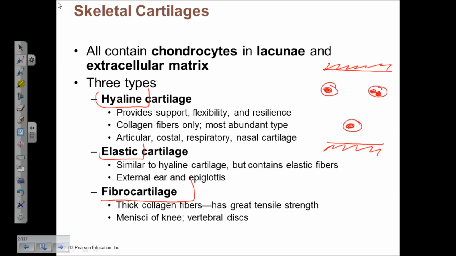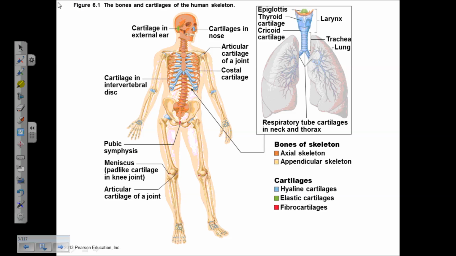Elastic cartilage can be found in only two places. Those places are the ear and epiglottis. Epiglottis is the little valve that closes our trachea when we swallow. Fibrocartilage is very thick and it can very well resist high pressure. So it can be found in the areas with the highest load, let's put it this way. Precisely, it will be intervertebral discs and menisci in the kneecap.